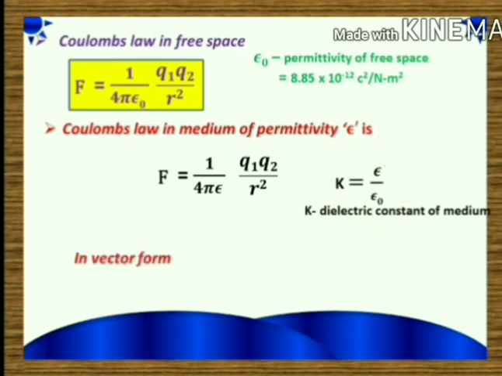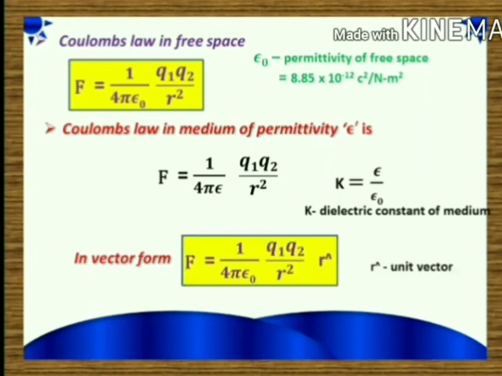Since force is a vector, the vector form of Coulomb's law is F equals 1 by 4 pi epsilon naught Q1 Q2 by r square into r cap. r cap is the unit vector. It is a directional vector. It indicates the direction of the force. Always the force of attraction or repulsion acts along the line joining these two charges.